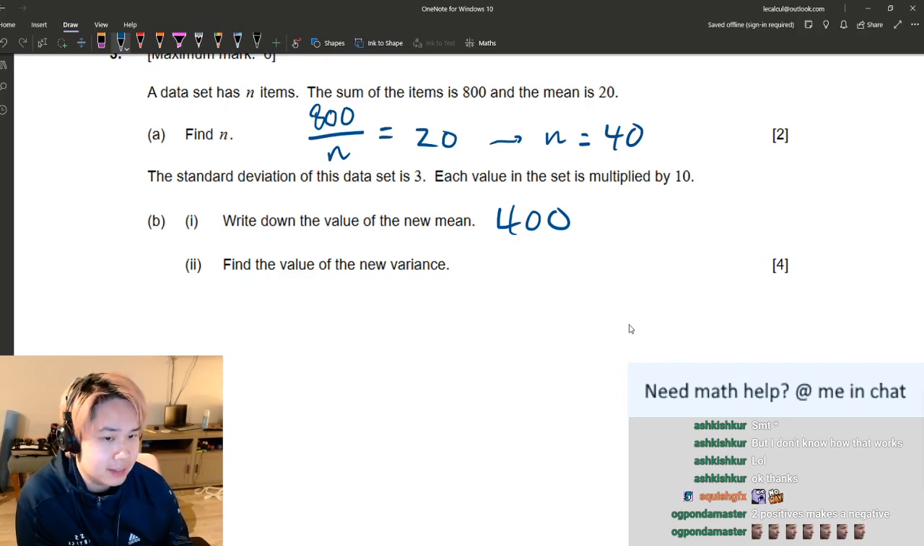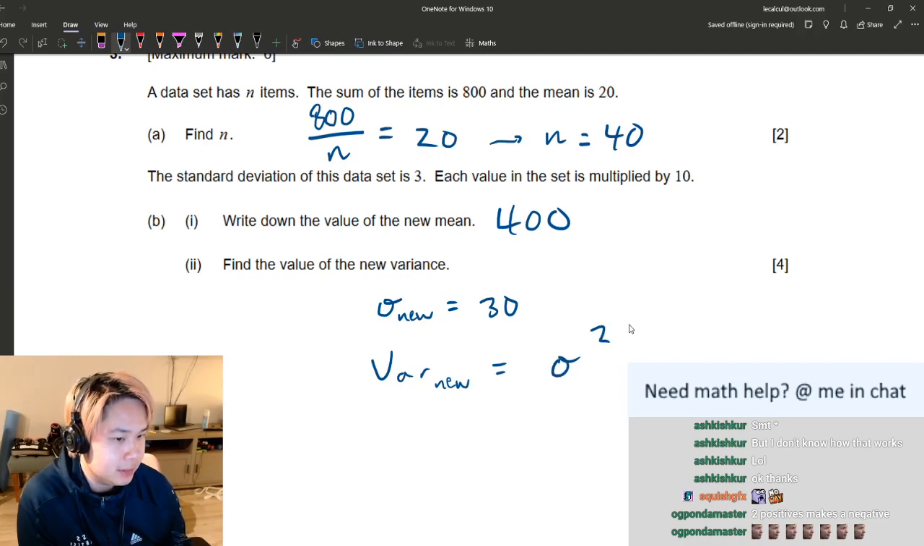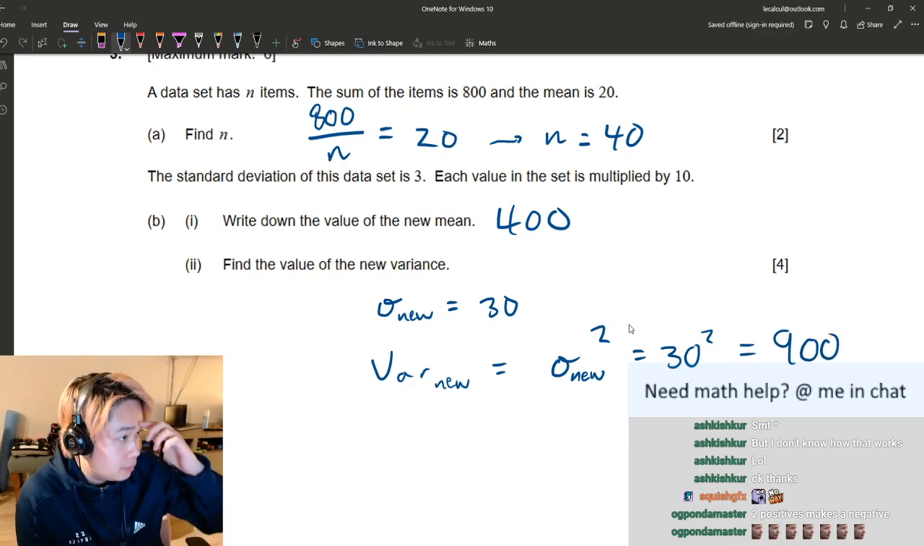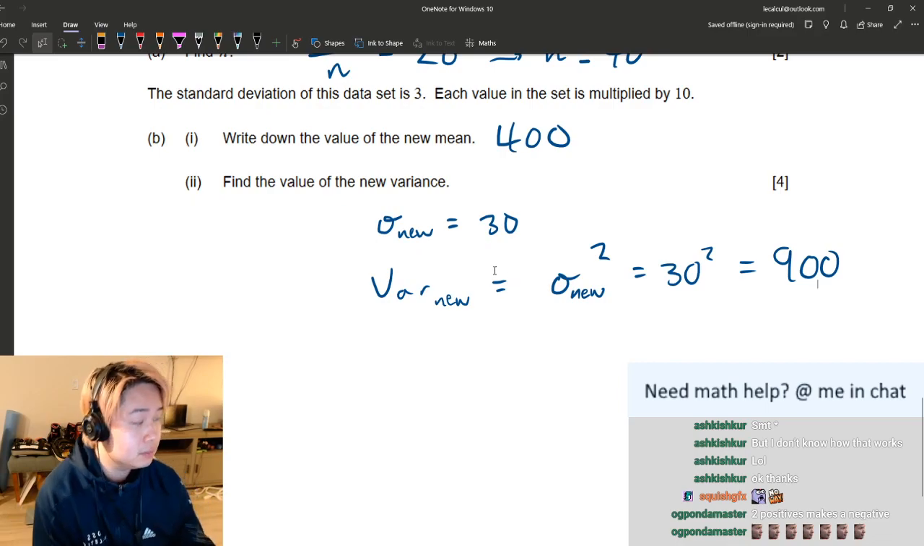So what I prefer to do is I find the new standard deviation, which is just 10 times the old one. So that's 30. And then the new variance is just the square of the new standard deviation, which I just found out is 30. So 30 squared is 900.